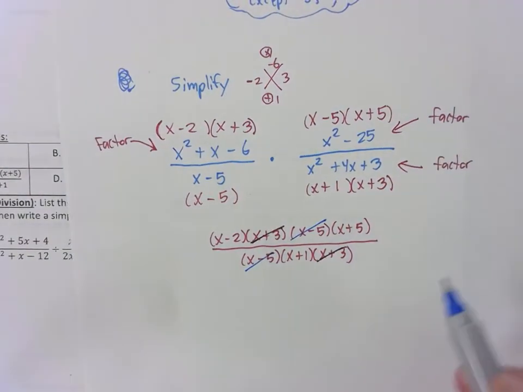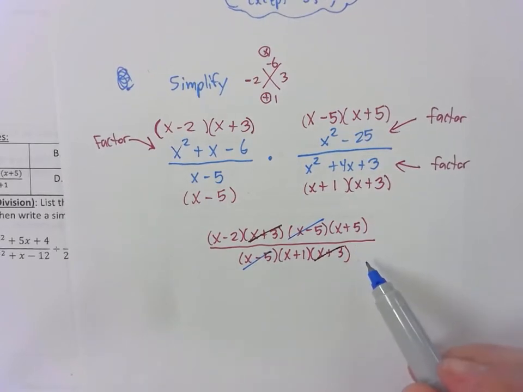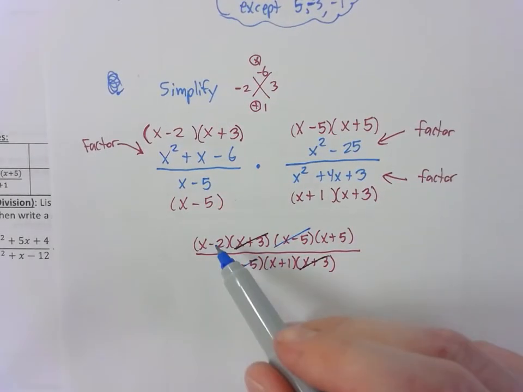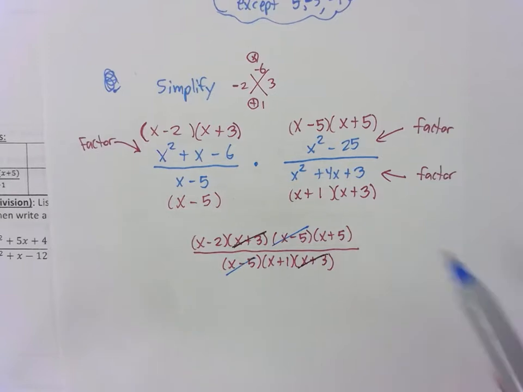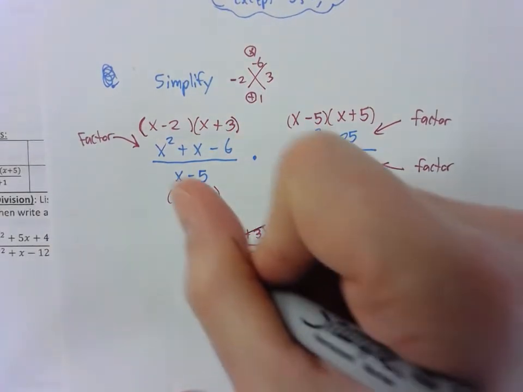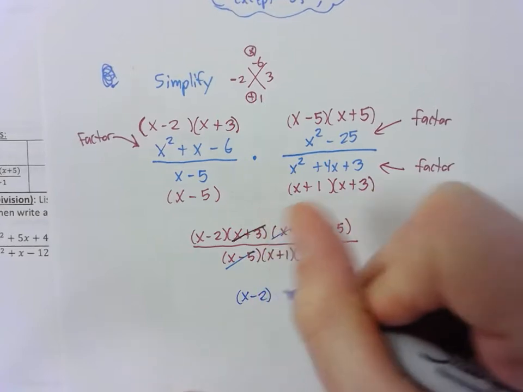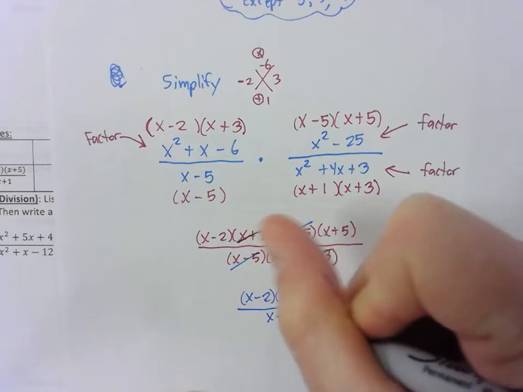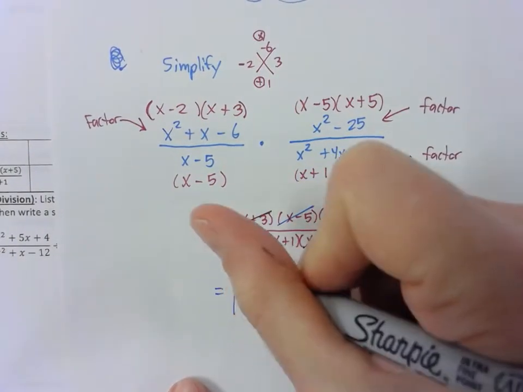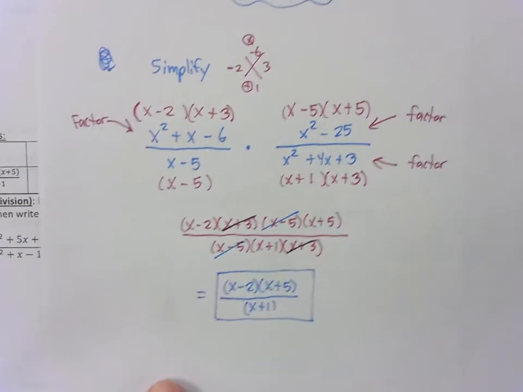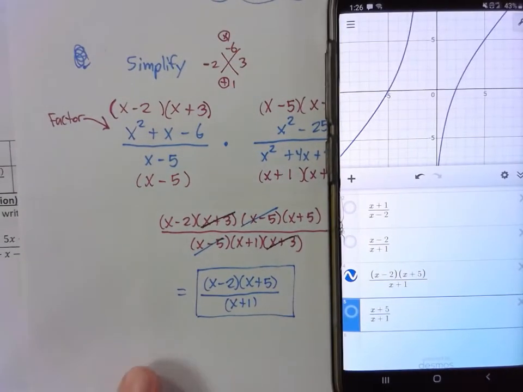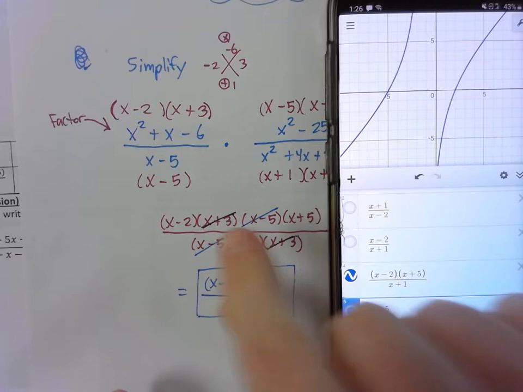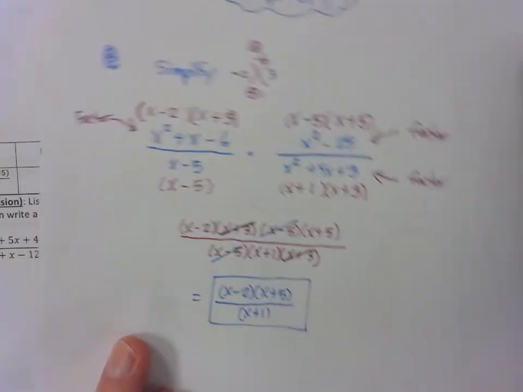Those cancel out. So this x plus 5 doesn't have a pair below it. The x plus 1 doesn't have a pair above it. The x minus 2 doesn't have a pair below it. I'm stuck with what's left here. X minus 2, x plus 5 on the numerator, and x plus 1 on the denominator. So what I'm going to do is rewrite it just with those. And this would be my simplified answer. And if you look back over here, hopefully you can see the connection between my simplified answer and that answer. Because the things canceled out, it ended up being equivalent to my original expression.